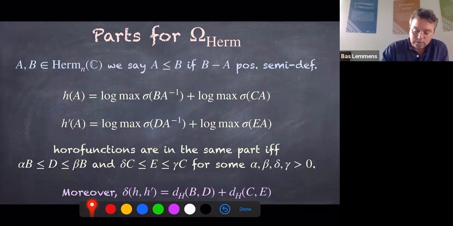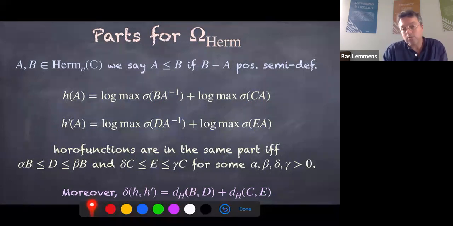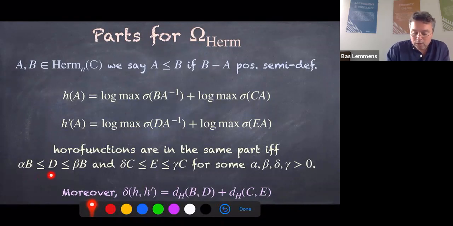Now, suppose we have two Horo functions, H and H prime. H was given with this data B and C, and H prime has data D and E. Then the Horo functions H and H prime are in the same part if and only if B and D are comparable and C and E are comparable, meaning that there are constants alpha and beta so that you can scale B down to bring it below D, and you can scale it up to bring it above D. And the same with delta and gamma: you can scale C down to bring it below E, and you can scale it up to bring it above E.